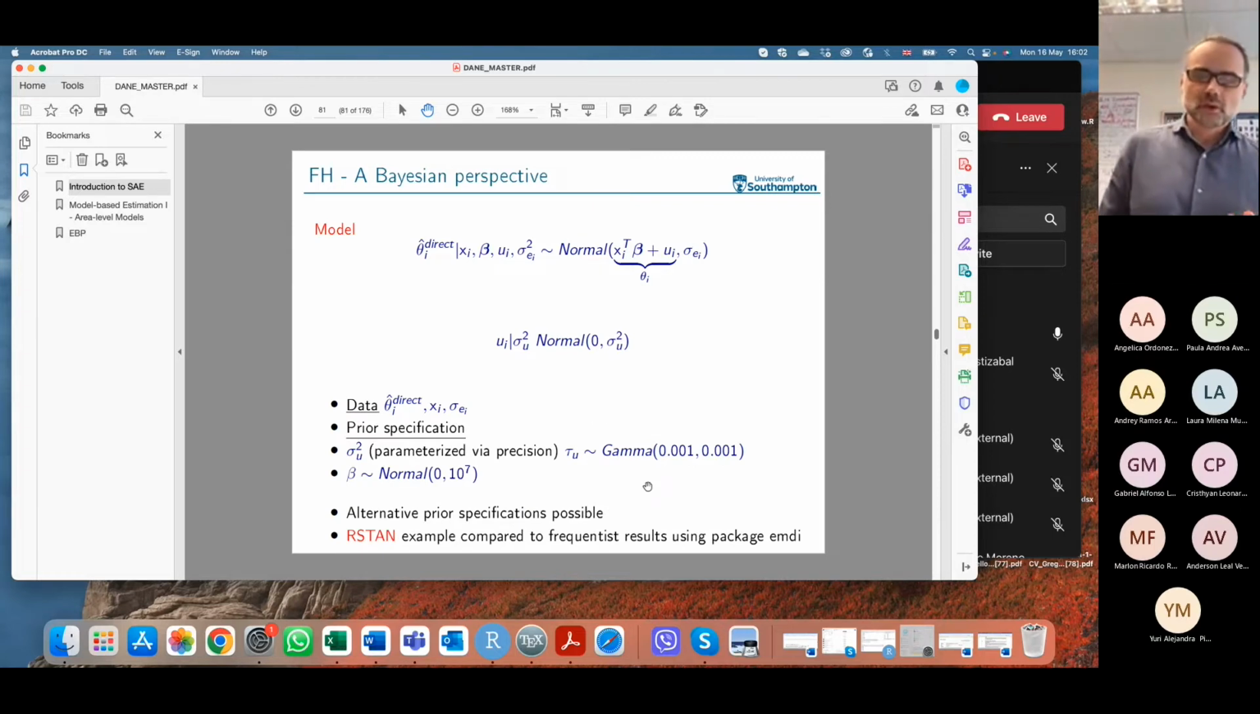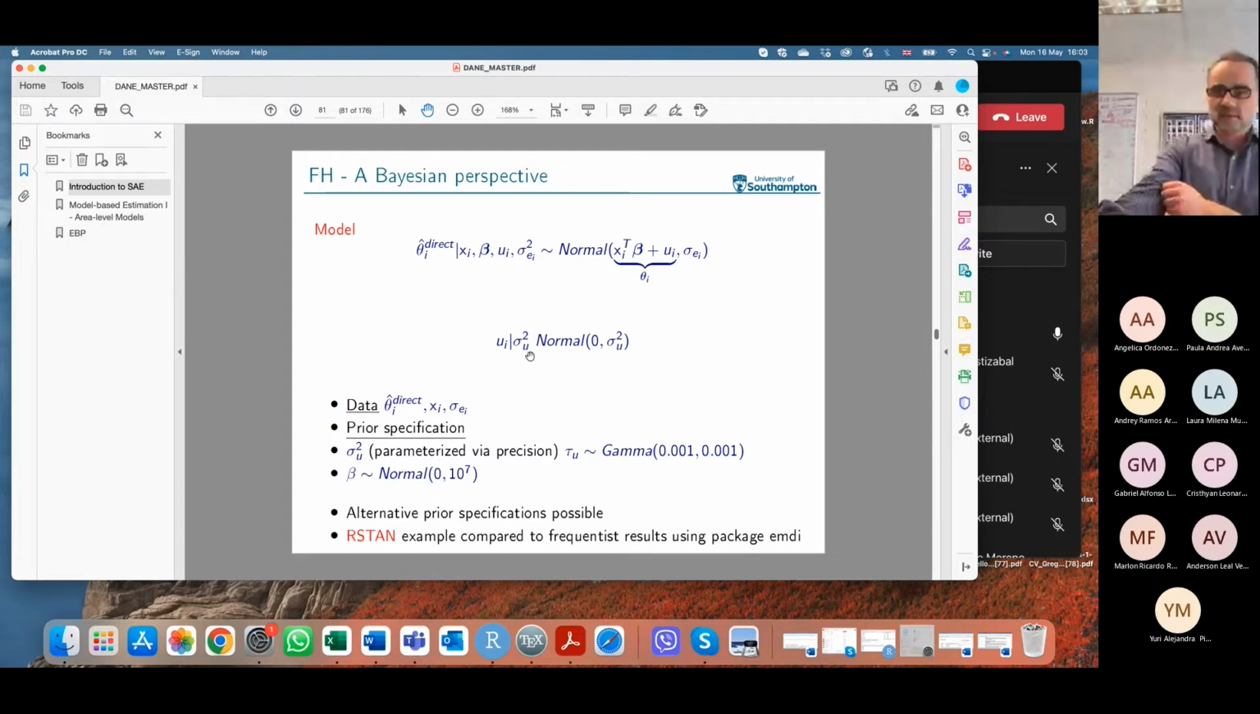Okay, so just to give you an idea, this is the Fay-Herriot model. We have data. The data is the direct estimates, which you calculate using your survey. You have the covariates x_i, and you have the sampling errors, which are estimated using survey techniques and are assumed to be known. What is unknown here are my betas and my sigma squared u, so the regression parameters and the between area variability, sigma u.